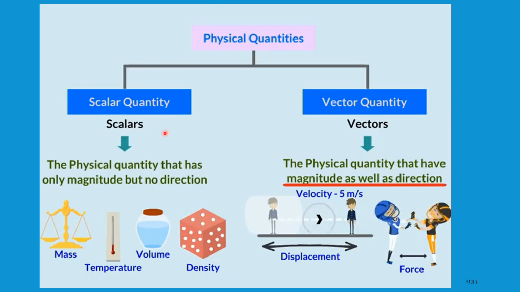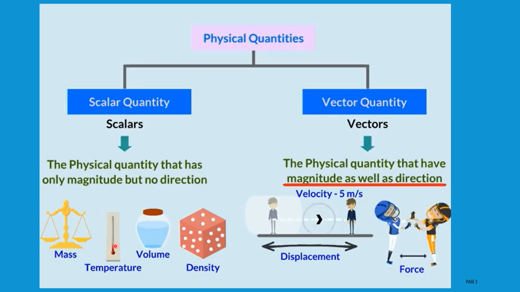What is meant by a scalar? A physical quantity that has only magnitude but no direction. Magnitude means we will represent a physical quantity in terms of a number or numerical value. Consider mass. Here mass we will measure in terms of kg, maybe 10 kg, 20 kg, 30 kg. Then 10, 20, 30, these are the numericals. Therefore, the scalar will represent only the numerical values.